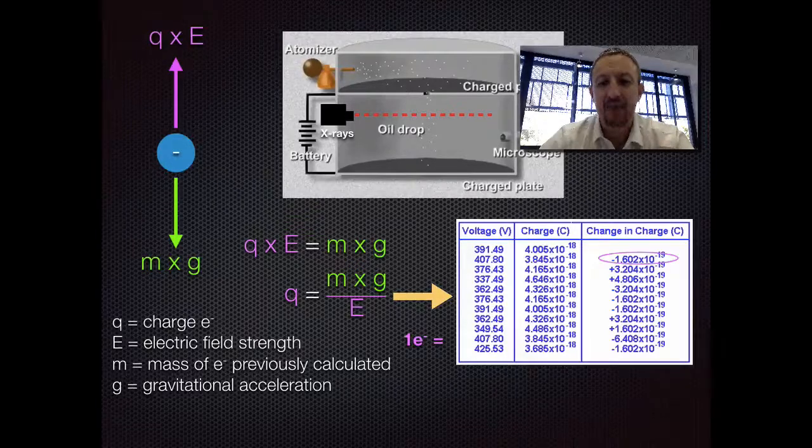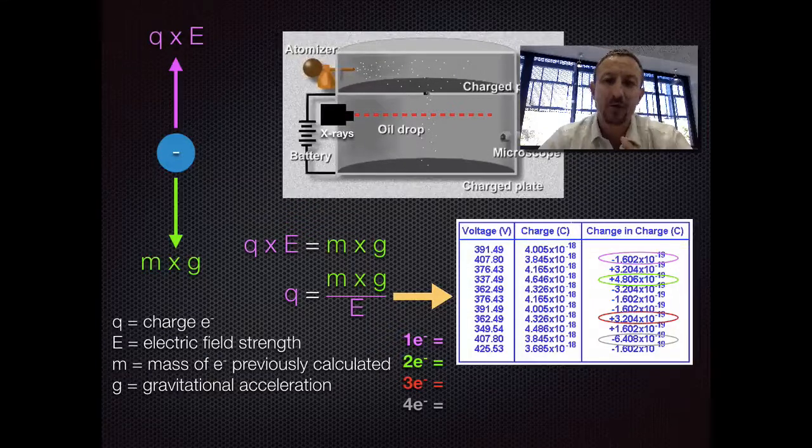Now you can see here in pink, we've got negative 1.6 times 10 to the negative 19. Well, that related to one electron. For 2 electrons, we got 4.806 times 10 to the negative 19. If you multiply 1.6 times 10 to the negative 19 by 2, you will get roughly 4.8. As a result, they were going up in increments of 1.6 times 10 to the negative 19. 3 electrons gave us 3.2, and 4 electrons gave us 6.4.